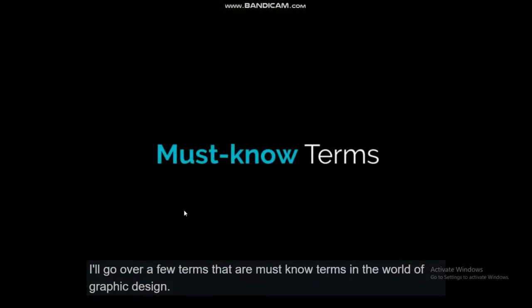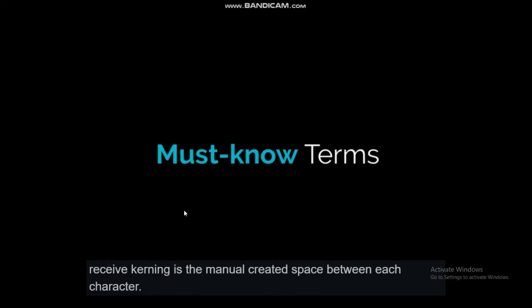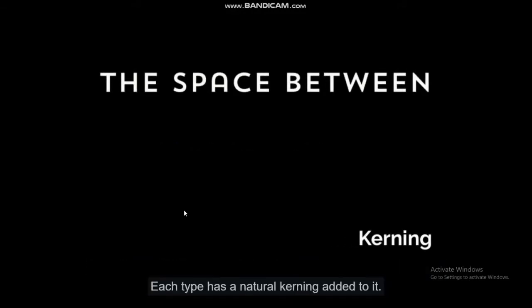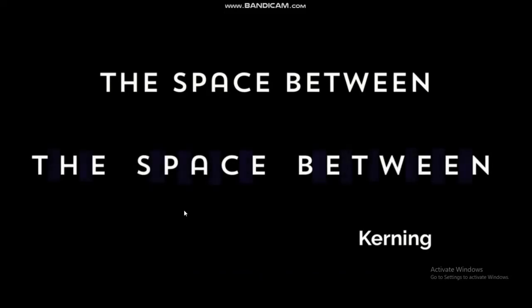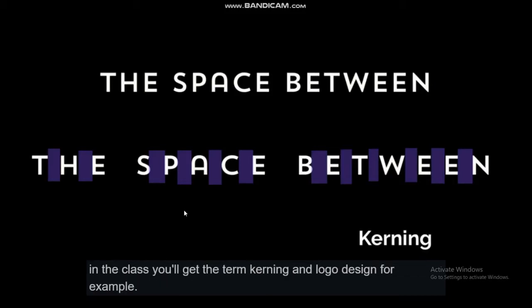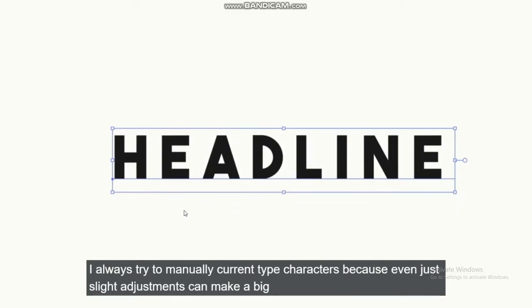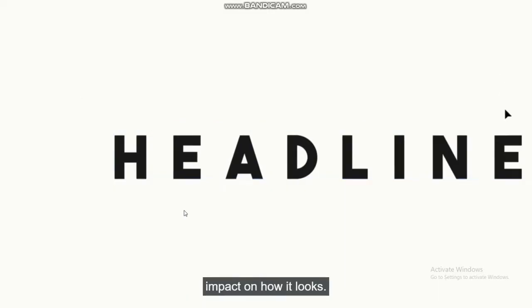I'll go over a few terms that are must-know terms in the world of graphic design. Many of these phrases and terms are thrown around in client emails and professional feedback you may receive. Kerning is the manually created space between each character. Each type has a natural kerning added to it. When you manually reduce or expand the spacing between the characters using software like we'll use in the class, you'll get the term kerning. In logo design, for example, I always try to manually kern type characters because even just slight adjustments can make a big impact on how it looks.